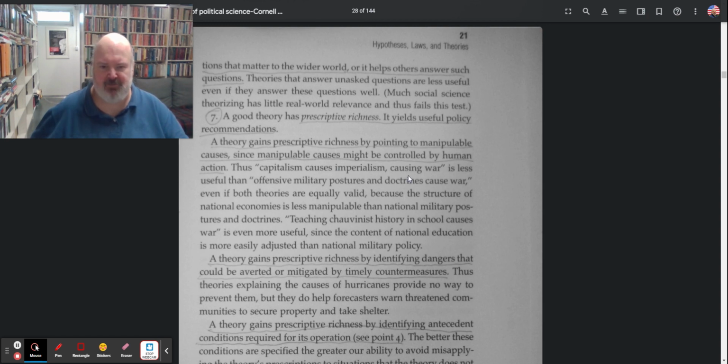Thus, capitalism causes imperialism causes war is less useful than offensive military postures and doctrines cause war, even if both theories are equally valid, because the structure of national economies is less manipulable than national military postures and doctrines. Teaching chauvinist history in school causes war is still even more useful, since the context of national education is more easily adjusted than national military policy.